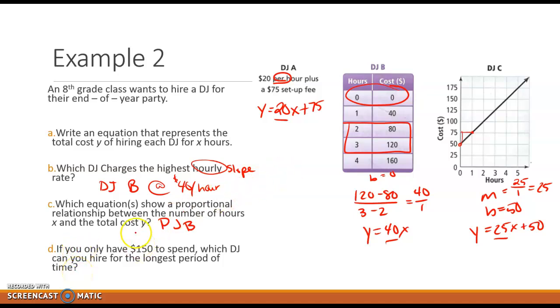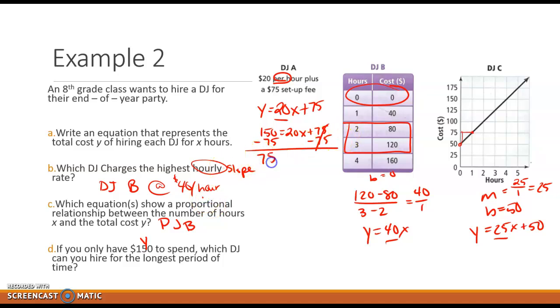So what that means is this 150 is going to be our y. And so I'm going to do 150 equals 20x plus 75. Now this takes us back to chapter 2, solving equations. We're going to subtract 75 from both sides. 150 minus 75 is 75. I should have known that.